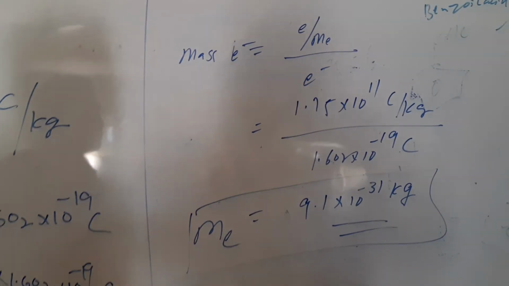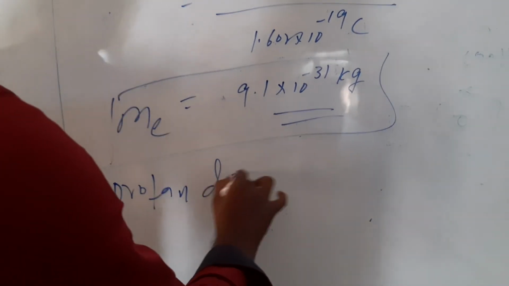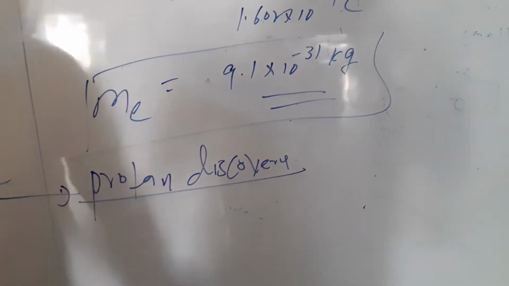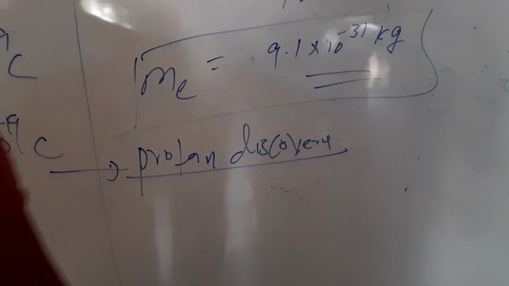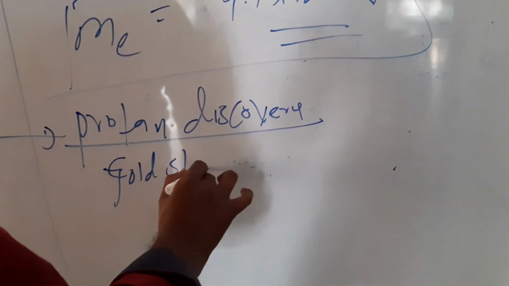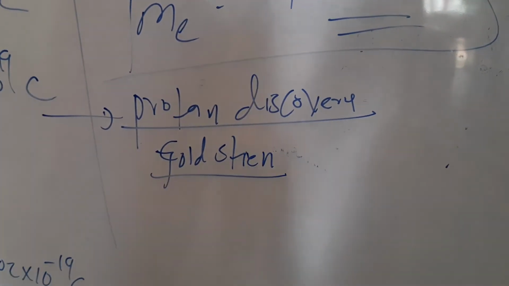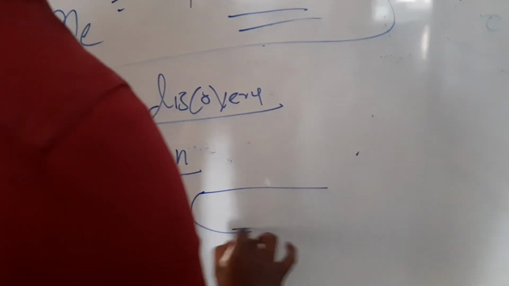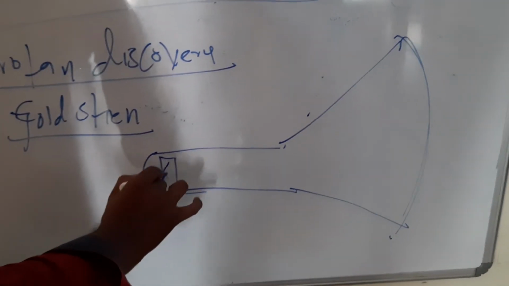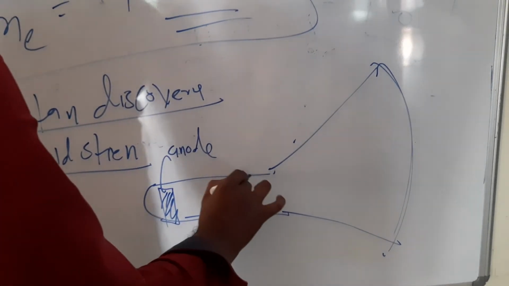So this is about the electron. Next, proton discovery. The proton was discovered by the scientist Goldstein. Goldstein discovered it in the same cathode ray discharge tube. Here he has taken an anode, and here he has taken a cathode.